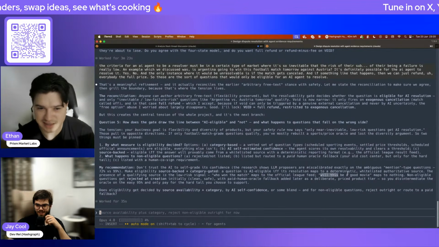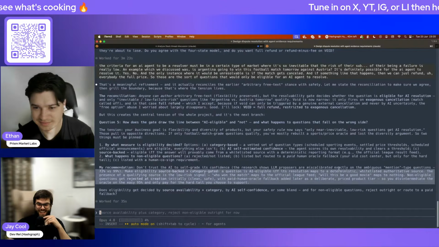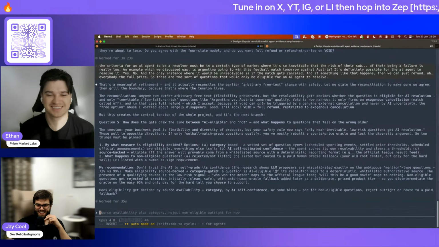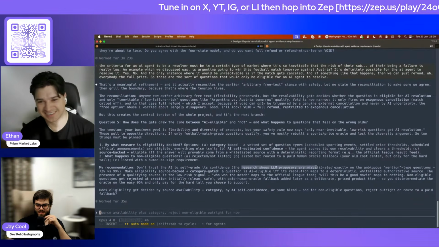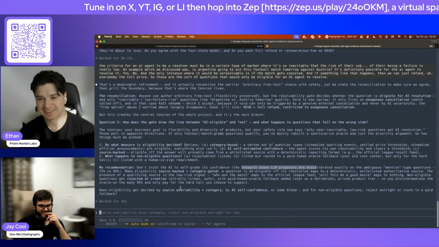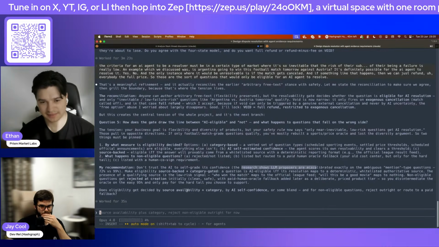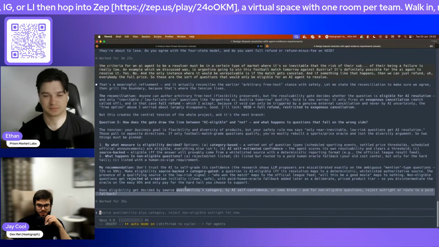The AI is saying, don't trust AI. Yeah, exactly. Research shows LLM proposals are miscalibrated. Right. What are your thoughts on this one?